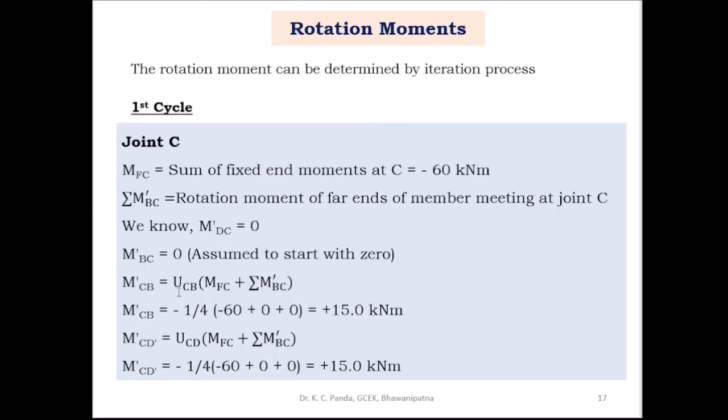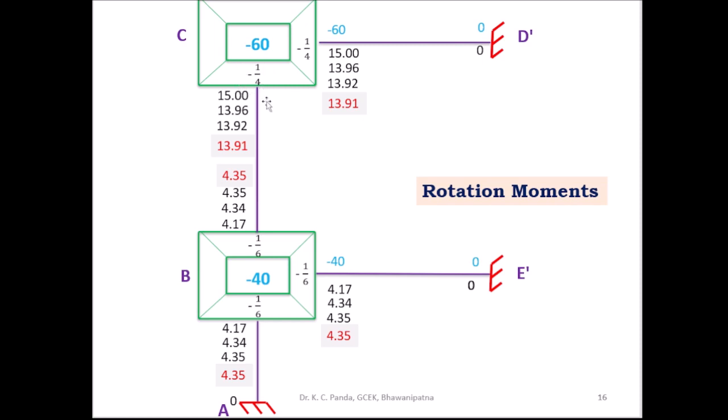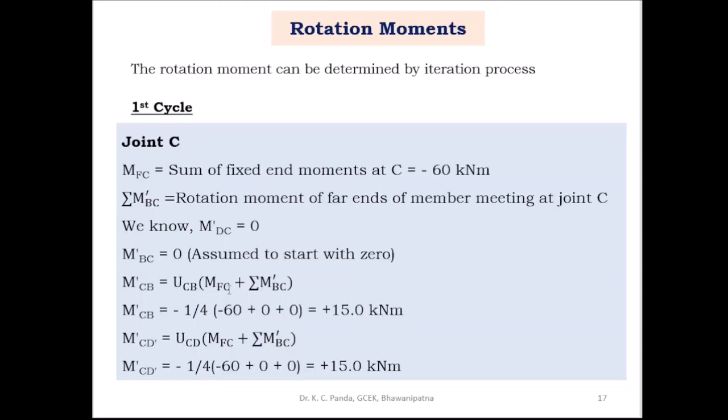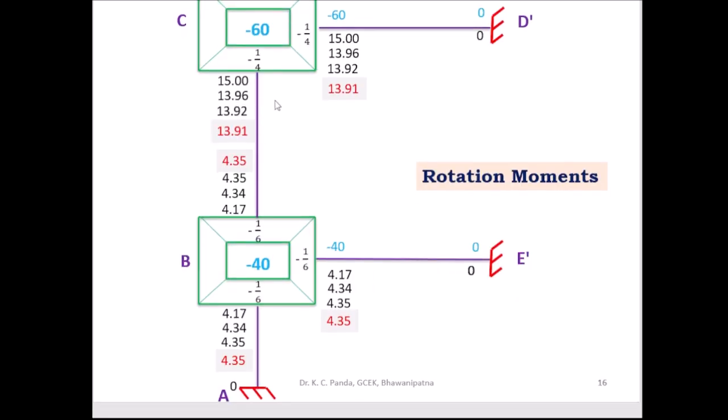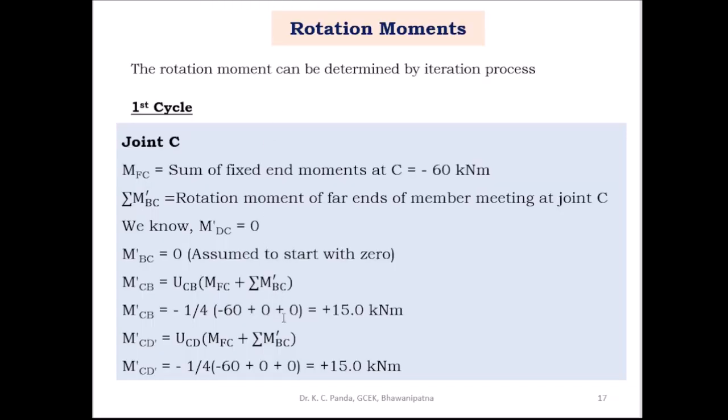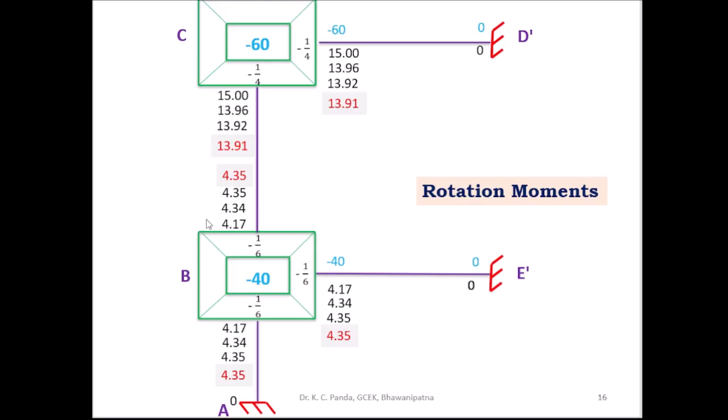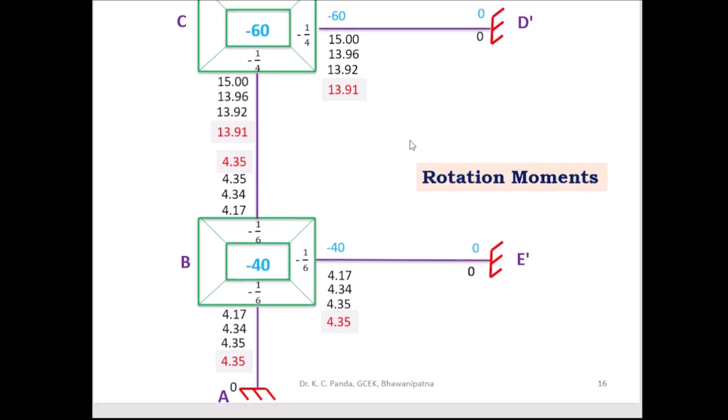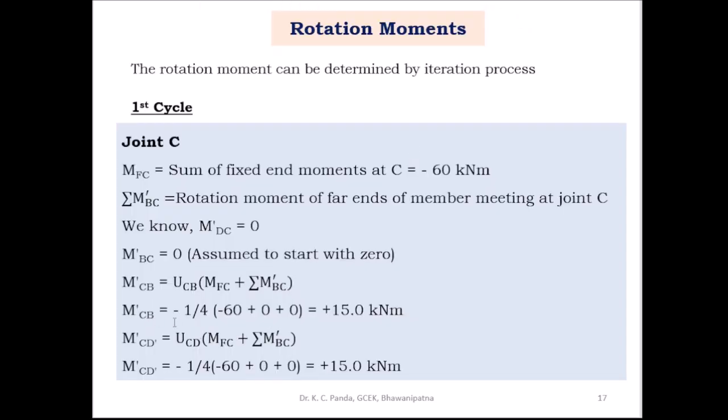So M dash CB is equal to UCB into MFC plus summation of M dash BC. So you know UCB, this is the UCB value, minus 1 by 4, and MFC you know minus 60, and the summation of M dash BC is the sum of the far end rotation moments you have to consider. So in the first cycle, this side you have to assume the far end rotation moment is 0, and as the end D dash is fixed, the far end rotation moment this side is also 0. So take 0 plus 0. So M dash CB is equal to plus 15 kilonewton meter.